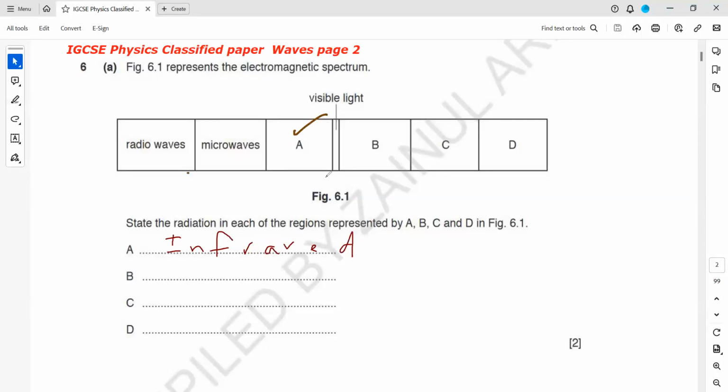What is B? Ultraviolet, X-rays, and gamma. So this one is infra, you can say IR. This one is ultraviolet, you can say UV. This one is X-ray, and the last one is gamma rays. Okay, so here we'll have X-rays, and here we'll have the gamma.